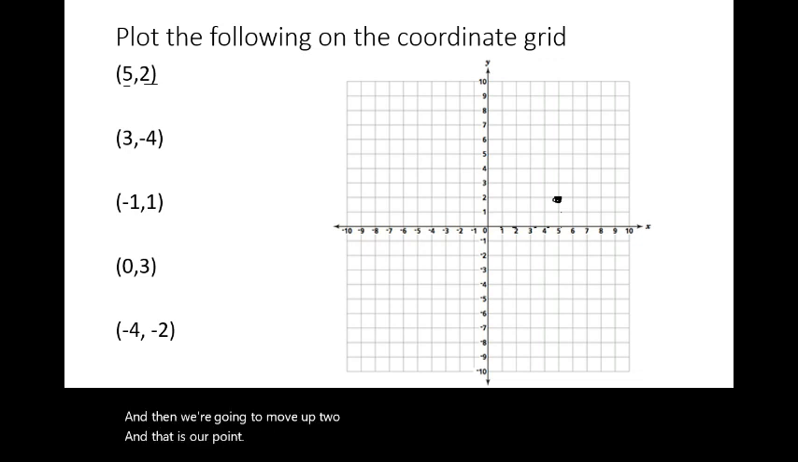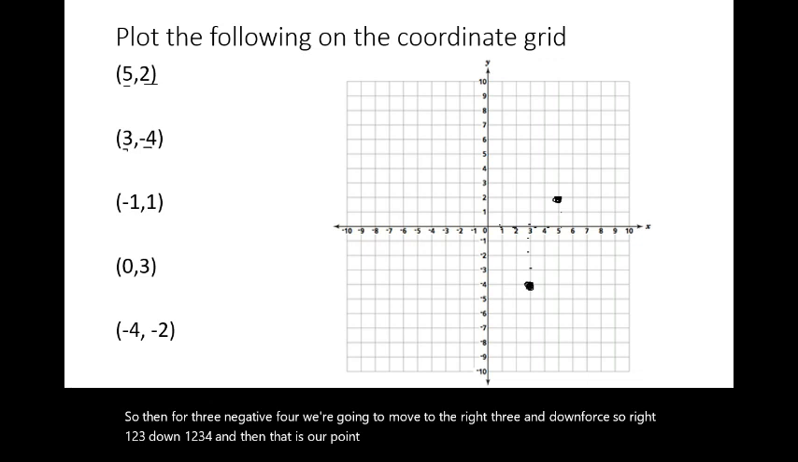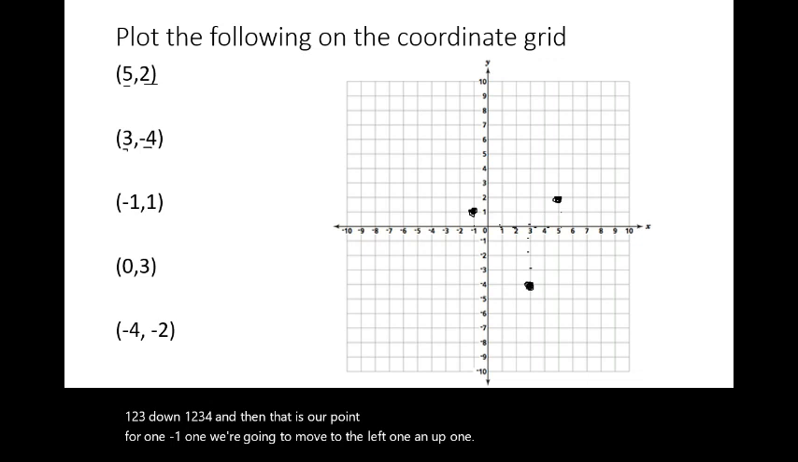So then for 3, negative 4, we're going to move to the right 3 and down 4. So right 1, 2, 3, down 1, 2, 3, 4, and then that is our point. For negative 1, 1, we're going to move to the left 1 and up 1. For 0, 3, we're not going to move left or right. We're just going to move up 3. And then for negative 4, negative 2, we're going to move to the left 4 and down 2.